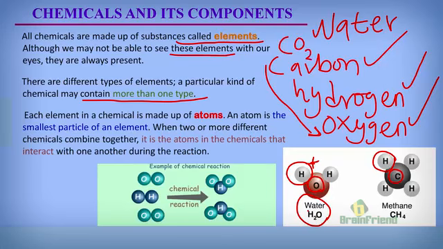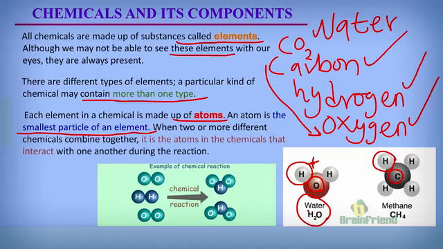Also take note that all elements are made up of atoms. What is an atom then? An atom is the smallest particle of an element. So if you have to divide an element into smaller bits or smaller pieces, the smallest particle of an element is called an atom. Some chemicals have several atoms of different elements.